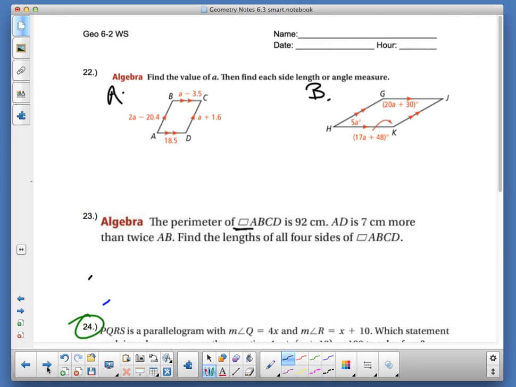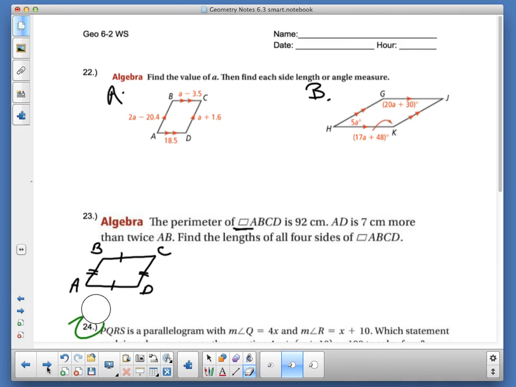Now, they told me it was a parallelogram. So I know stuff right off the bat before I even start. This and this, this and this. Okay, they told me A, B, C, D. They're saying, hey, AD is 7 more than twice AB. So I'm going to go, well, AB is X. That means the CD is also X. So 7 more than twice CD, 2X plus 7.